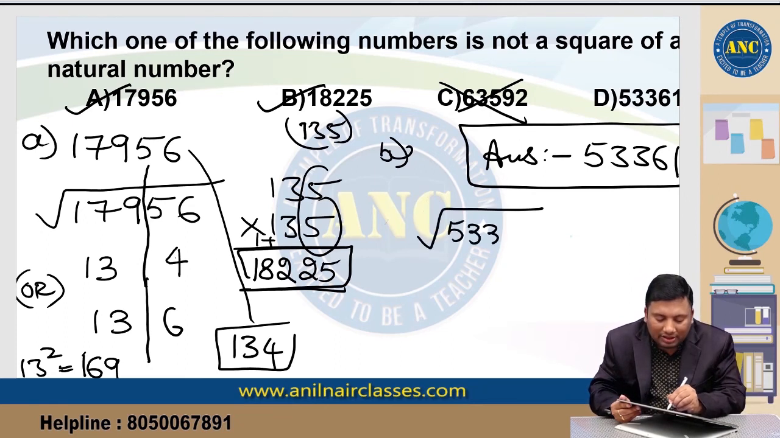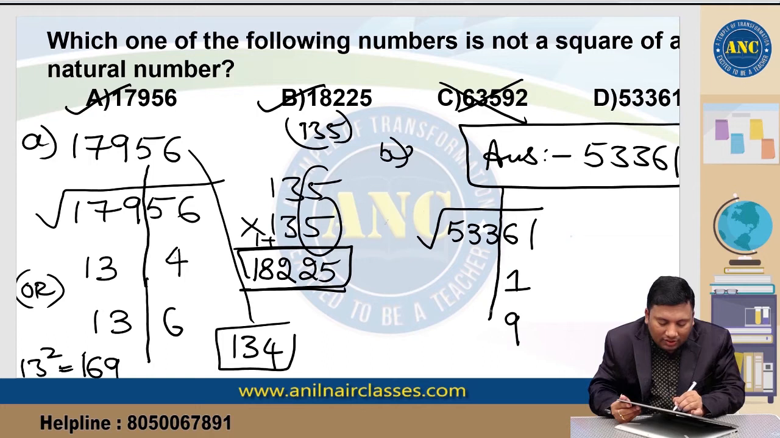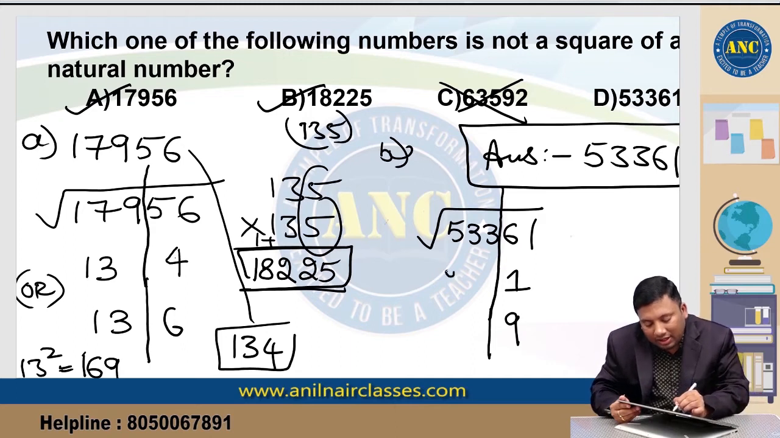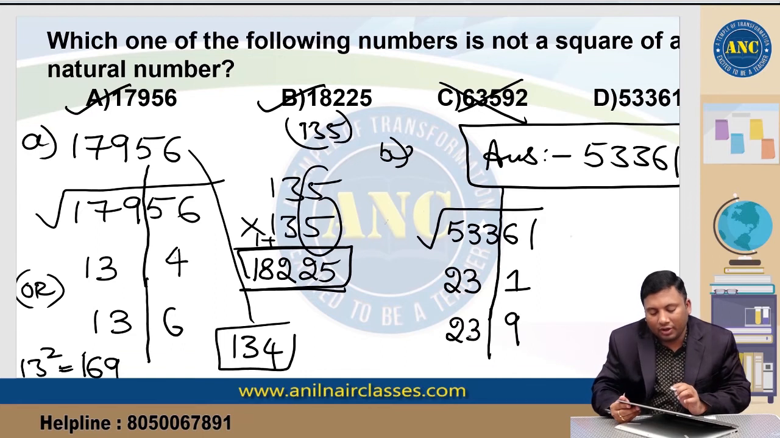Square root of 53361: keep a slash after two digits. 1 squared is 1 and 9 squared is 81. 533 means where will it be? 21 squared is 441, 22 squared is 484, 23 squared is 529. So 231 and 239. You can check if the digital sum is matching and everything.